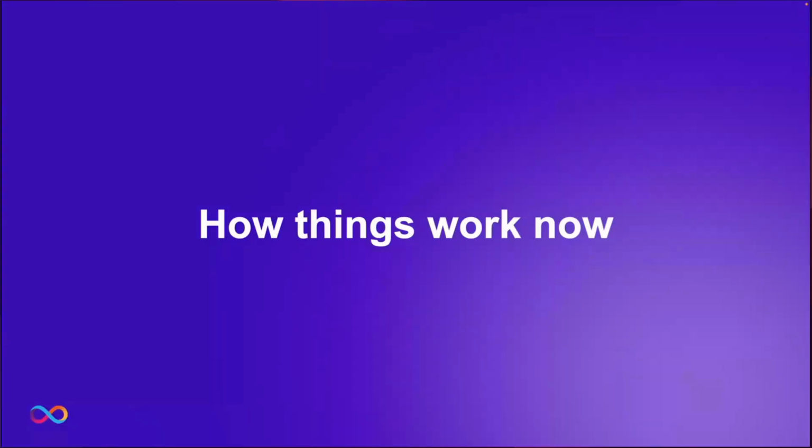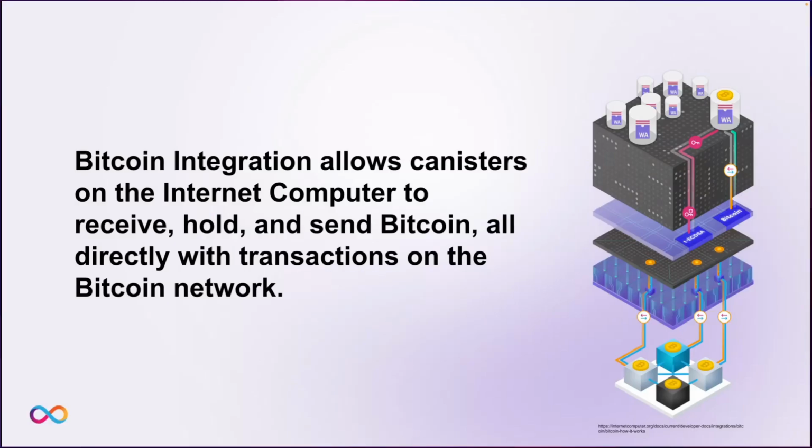So now that we know how things used to work, let's take a look at the Internet Computer's direct integration with the Bitcoin network. As mentioned earlier, the Bitcoin integration allows canisters on the Internet Computer to receive, hold, and send Bitcoin, all directly with transactions on the Bitcoin network. And direct in this context means that no trust assumptions are required other than trust in the correct functioning of the Bitcoin network and the Internet Computer. So in other words, there are no additional parties required, such as bridges or other types of intermediaries, resulting in a much cleaner and also more secure integration.